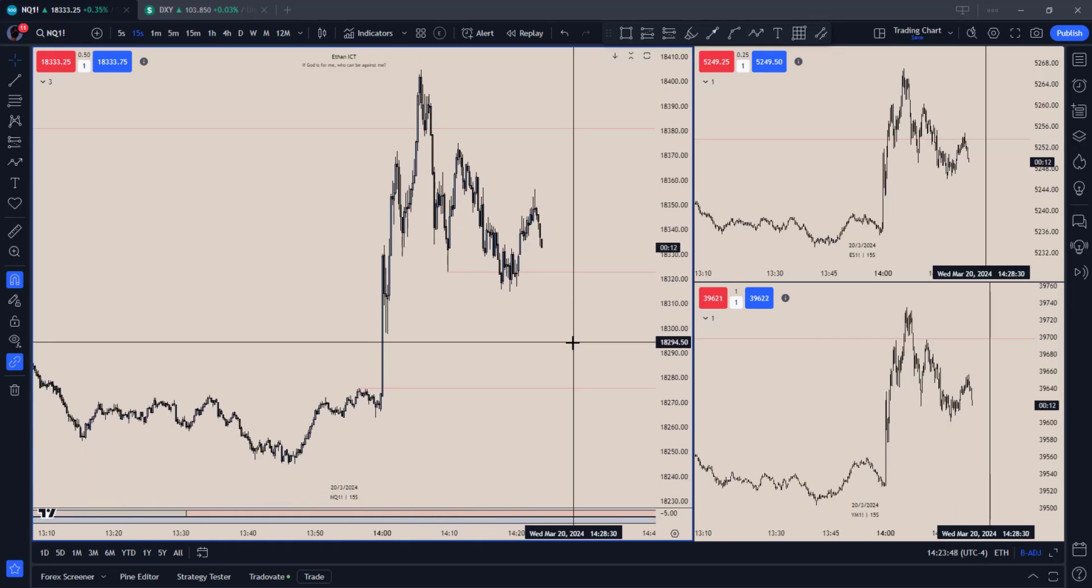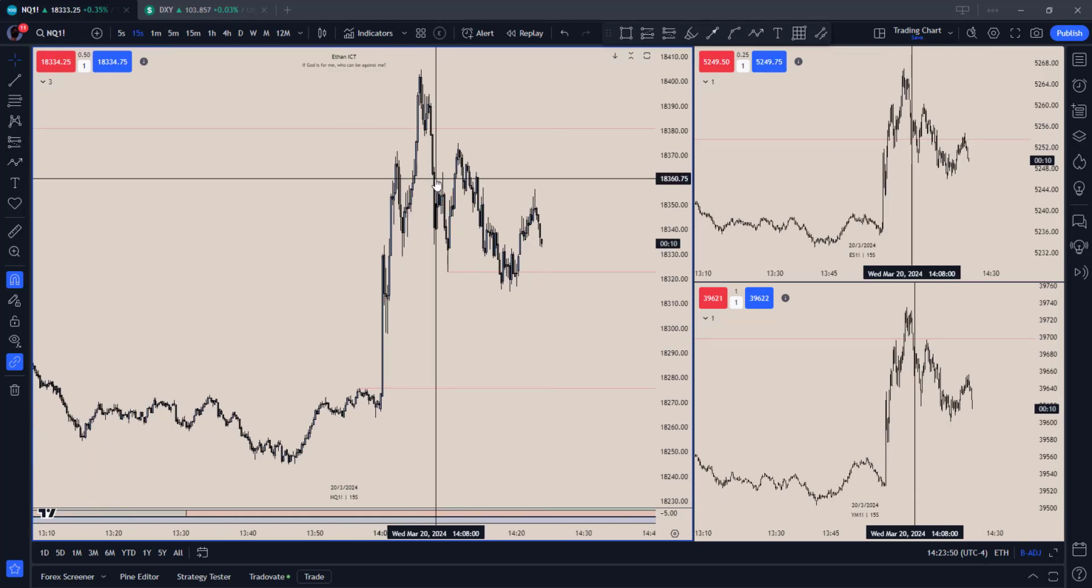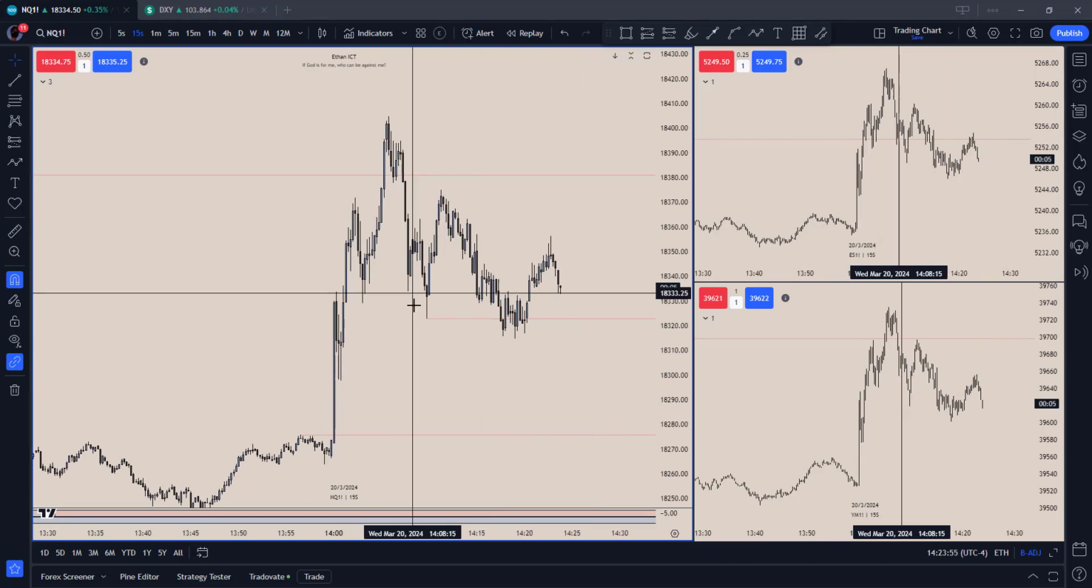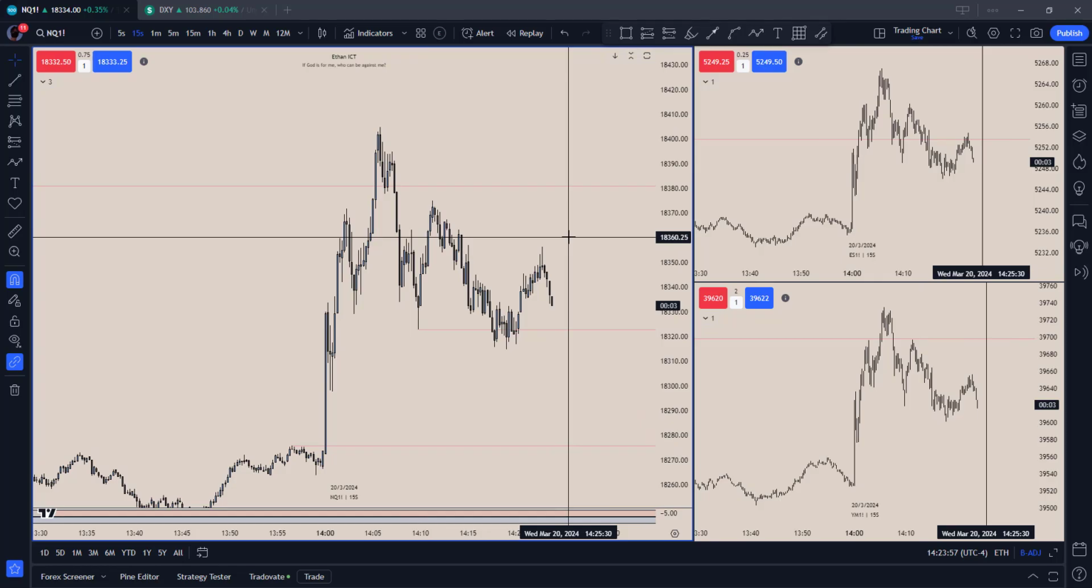Still nothing that interests me as of right now. That initial short, if it displaced lower, that was a trade I wanted to be in, but because it started doing this, that's something I don't want to be in.